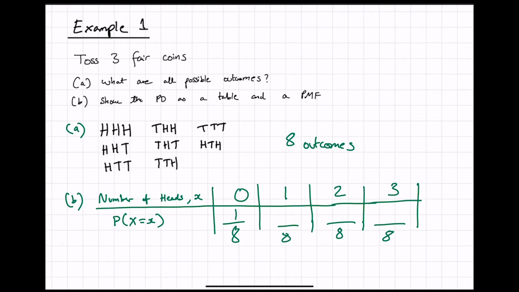How many of these only have 1 head in them? So that would be this one here, and this one here, and this one. So that's 3 out of 8. How many have 2 heads in them? Well, that would be this one here, this one here, and this one. So again, that's 3. And which ones have all 3 heads? Well, that's just heads, heads, heads, which is 1. And that's it. That's all you need to do to draw a probability table.